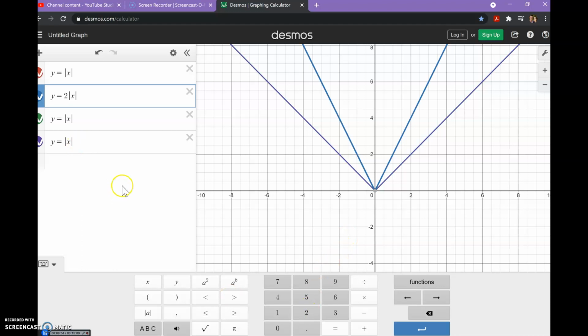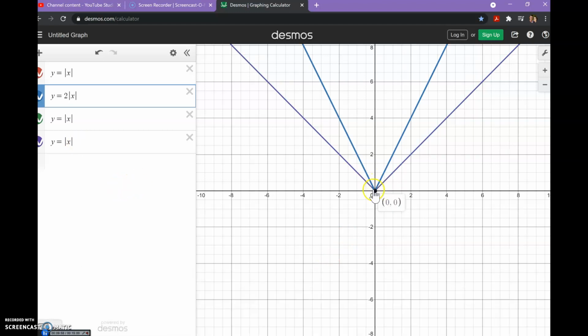What happens if I put a 2 in front? That's definitely different, right? The minimum, the vertex didn't move. However, my slope is up 2 over 1, up 2 over 1, and it's up 2 over 1 to the left as well.